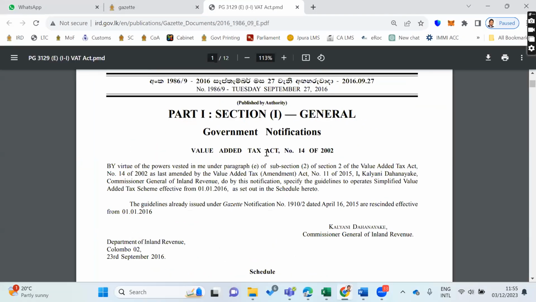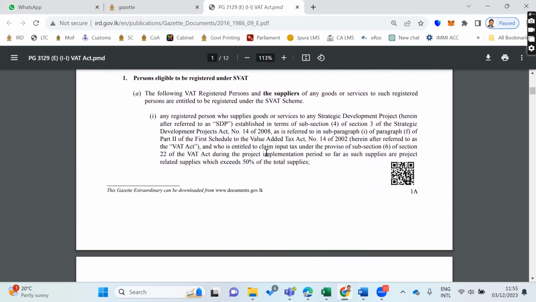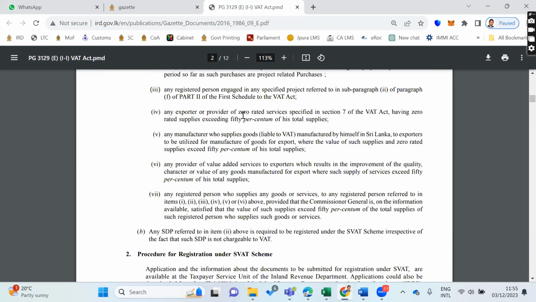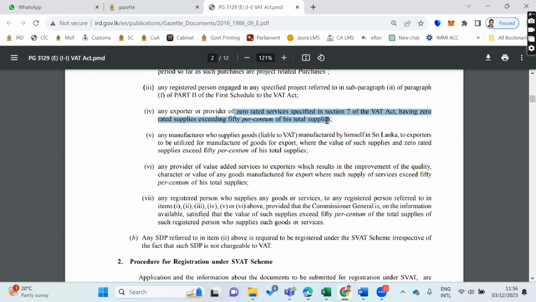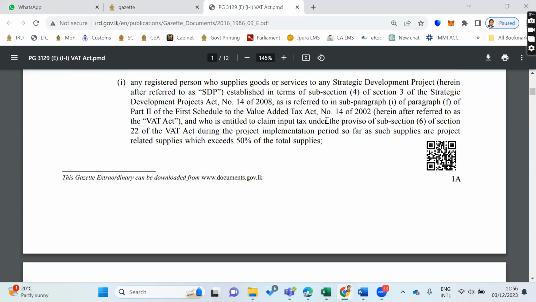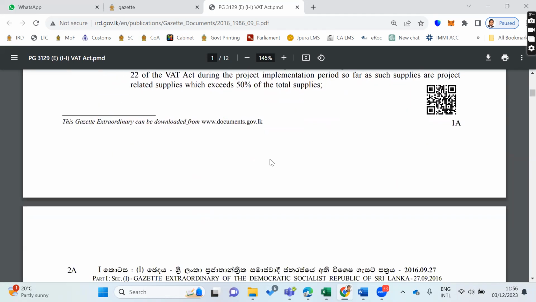Right, sorry for that. So, right here, this Gazette notification specifically says who can register as RIP. Any exporter or provider of zero-rate supply under Section 7 of the VAT Act, having the supply exceed 50% of the total supply. Total supply 50% වලට වඩා වැඩි නම් තමයි වාට RIP ගන්න පුළුවන්. In order to register as a RIP SVAT person under this scheme, these are the criteria for an eligible person to register for SVAT.